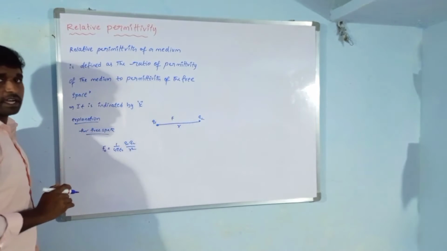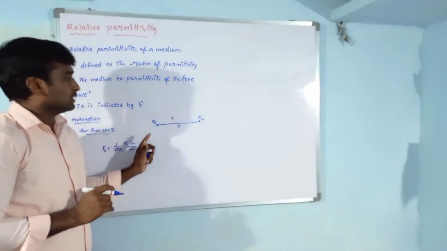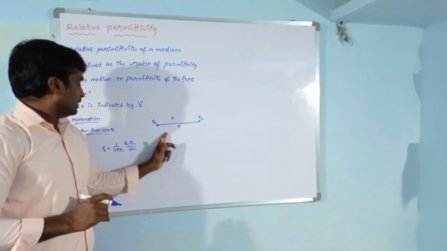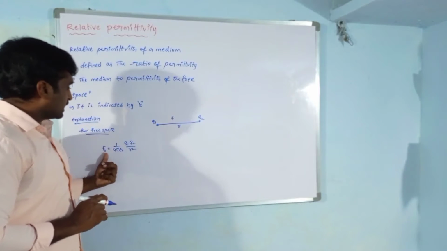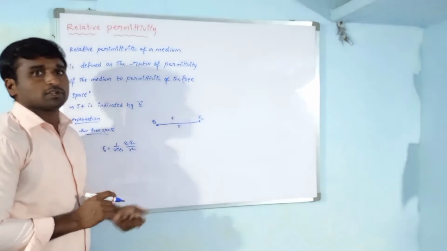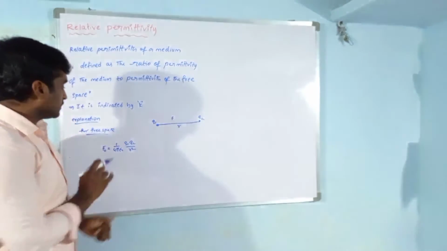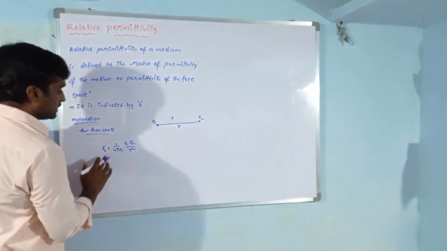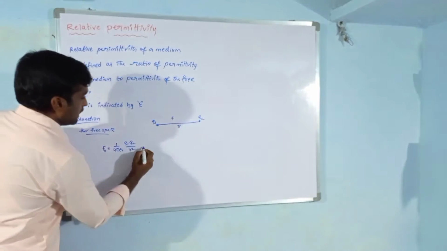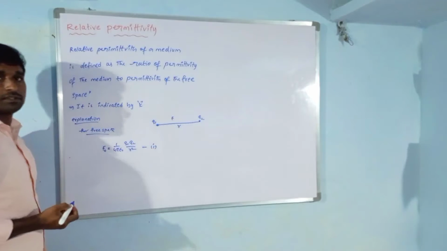This is the force acting between the two charges placed in free space. F naught is directly proportional to the product of these two charges, and inversely proportional to the square of the distance between them. So this is the force acting between the two charges, F naught, when they are in free space. This is equation 1.